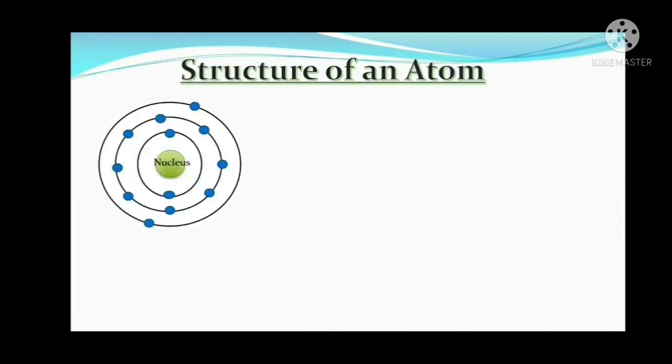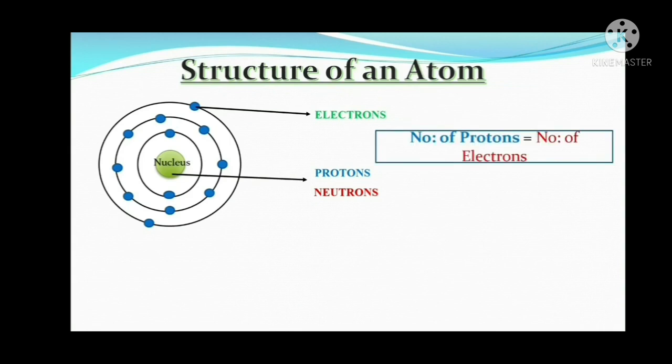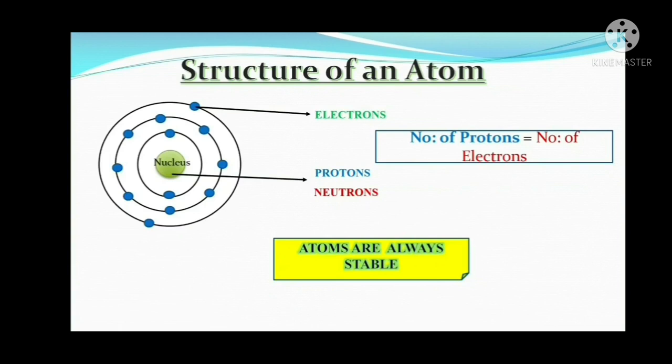So the structure of an atom is made up of three subatomic particles. First one is protons, secondly neutrons. Protons and neutrons combine to form a nucleus, and the electrons are there in the electron orbits. There are a number of electron orbits or shells in an atom. Number of protons is equal to the number of electrons. Then the atoms are always stable.